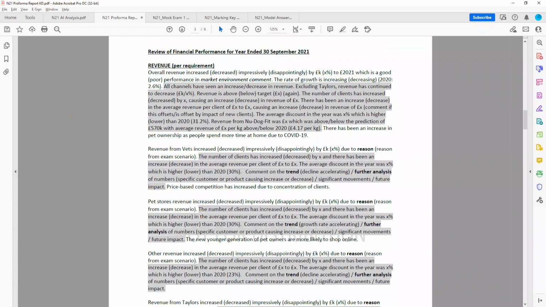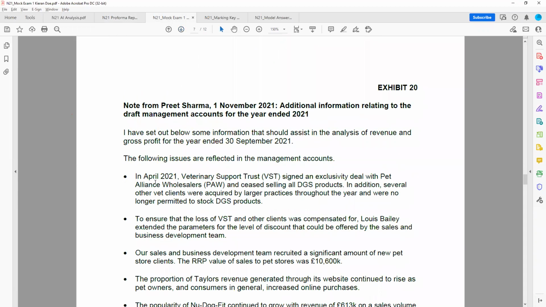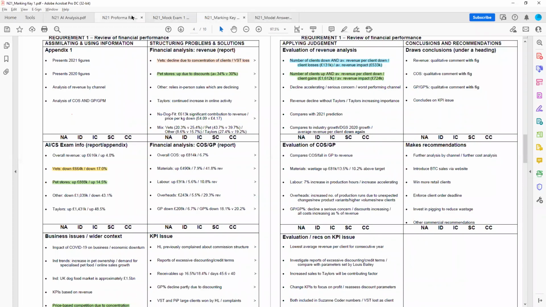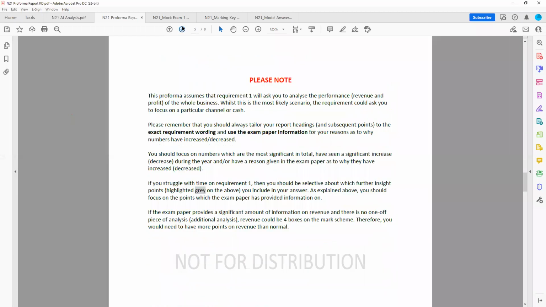So this will save you a great amount of time. Of course, you may want to do some planning either mentally or maybe on here. For example, we can see revenue from vets has increased due to, and you need to get the reason from the exam paper. So when you're reading through the exam paper and you realize, oh, this first point, that's going to be the reason why vets has gone up, you could just scribble it onto your plan here. You're just updating the plan, or tailoring it slightly. But for the rest of the points, you can just put those on as you go.